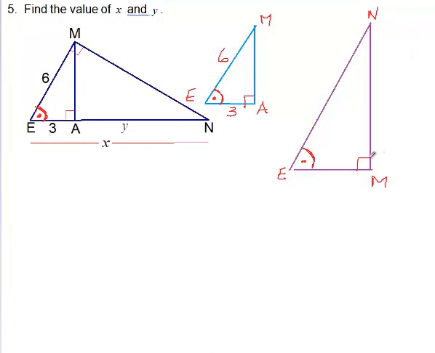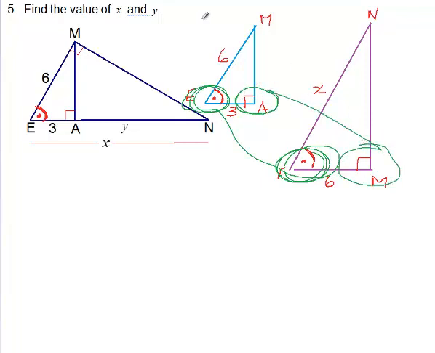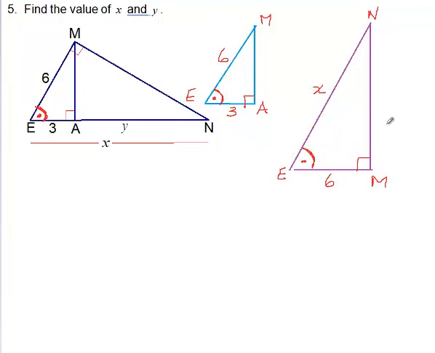Now, put in any sides you know. EM I know is 6. And I know EN, they're calling that x. So let's see now. Do I have, first of all, similar triangles? And the answer is yes. I have an angle equal to an angle, the same angle, called a common angle. And I have a right angle here at A equal to a right angle here at M. Therefore, these triangles are similar by the angle-angle similarity postulate.